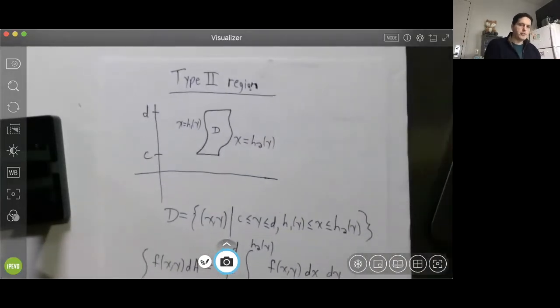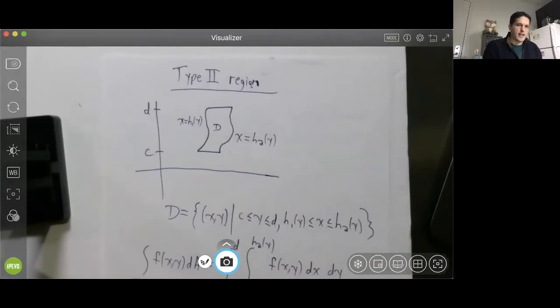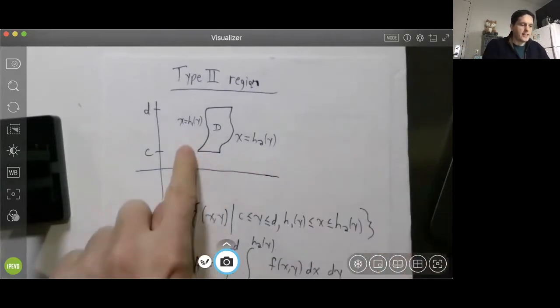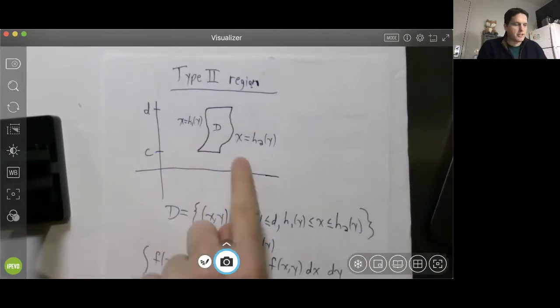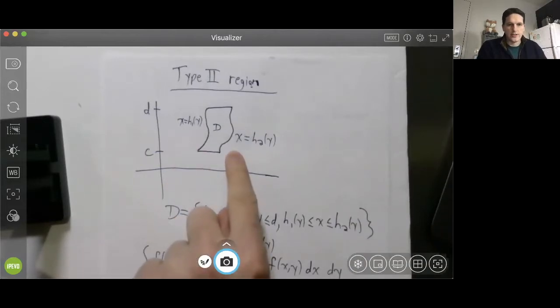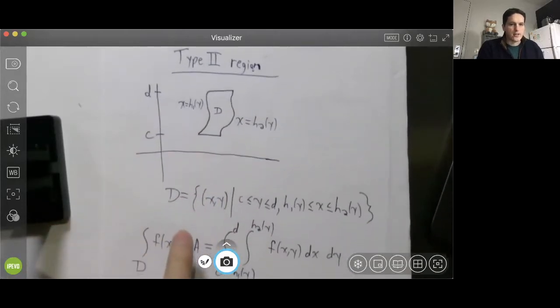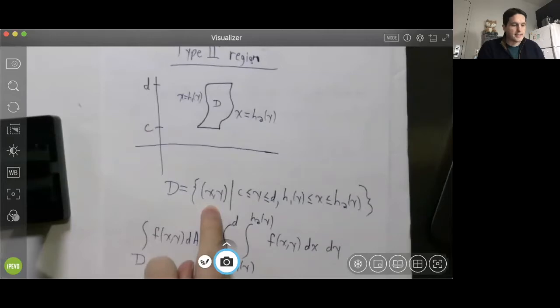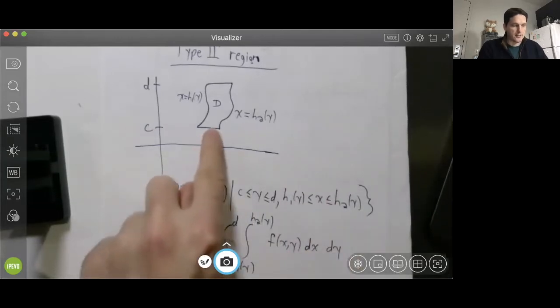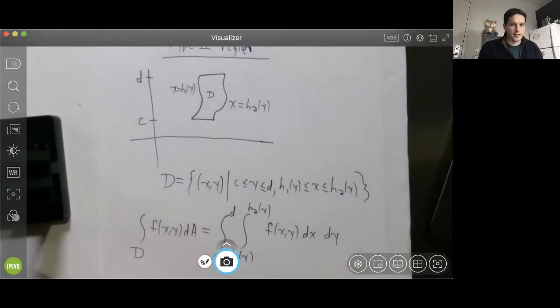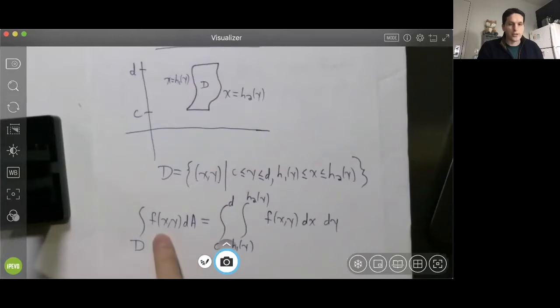And a type 2 region looks like this. Here, the equation of this curve on the left is x equals h1 of y. The equation of this curve on the right is x equals h2 of y. Here's c, here's d. This region D consists of all points (x, y) in the plane such that y is between c and d and x is between h1 of y and h2 of y. So here's our region D. And we want to do an integral of a function f of two variables over the region D.